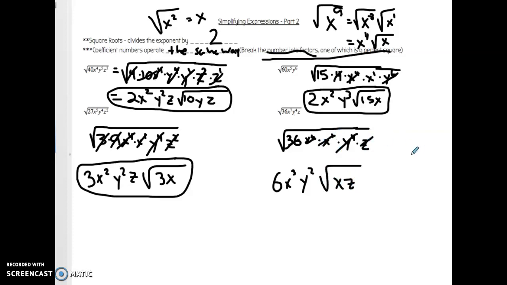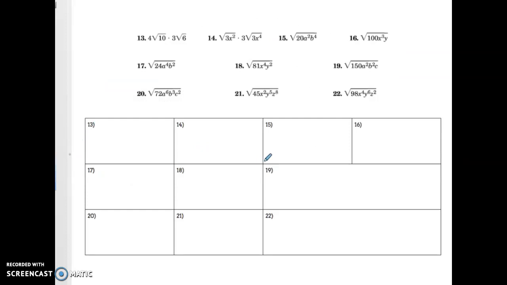So if none of that made sense to you, I'm going to have you go back and watch some of the explanation of this side. If you're ready, we're going to move on. I'm going to have you try the top row and then pause. We'll check it, and then I'll let you finish it. Okay, so try just these first 4, and you can show your work in these boxes right here. Okay, pause the video now.